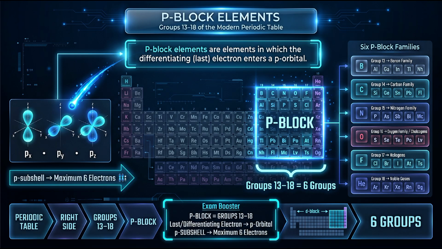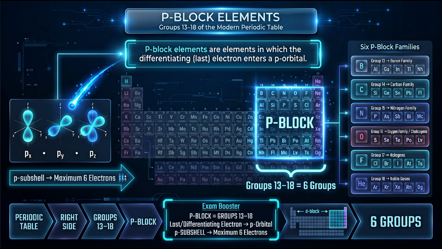Another major feature of p-block elements is variable oxidation states. The number of valence electrons changes from 3 in Group 13 to 8 in Group 18, so different elements can participate in bonding in different ways. The heavier p-block elements also show the inert pair effect.